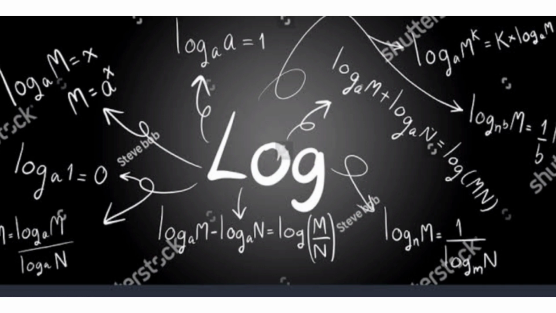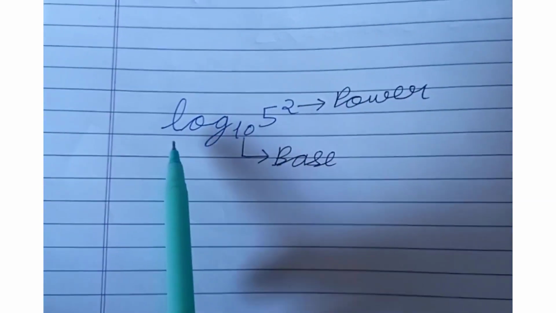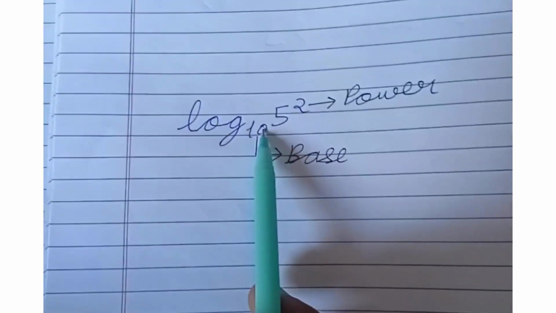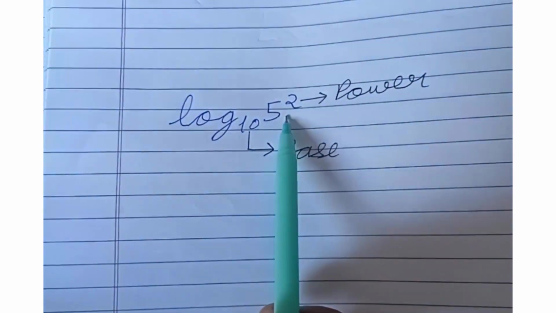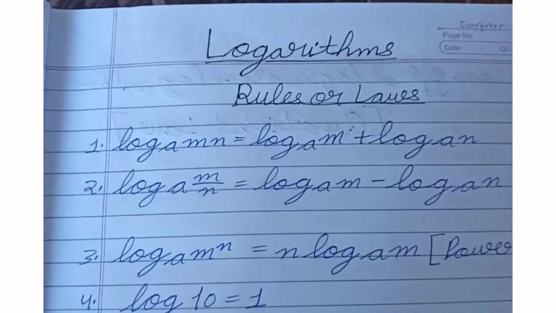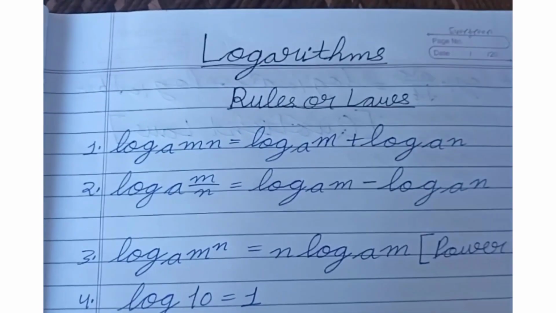So here we start the video. First, we will learn about the basics of logarithm. Here, log tan 5 and power 2. Here, this tan is the base and this 2 is the power. So, note this. Now, we will learn about some rules or laws of logarithm.